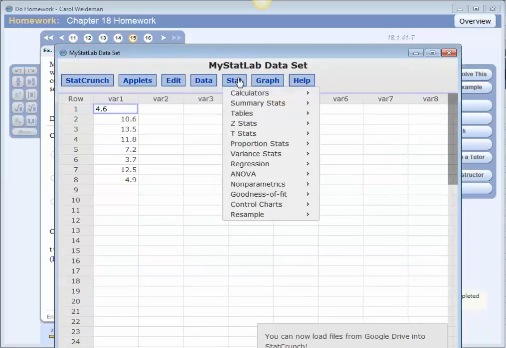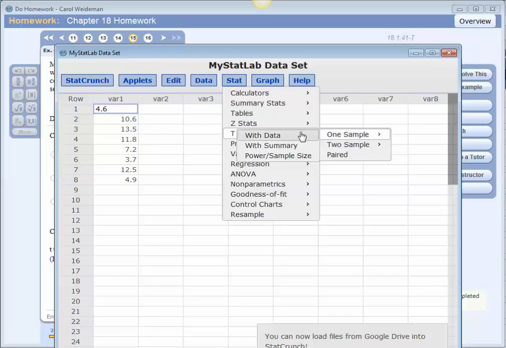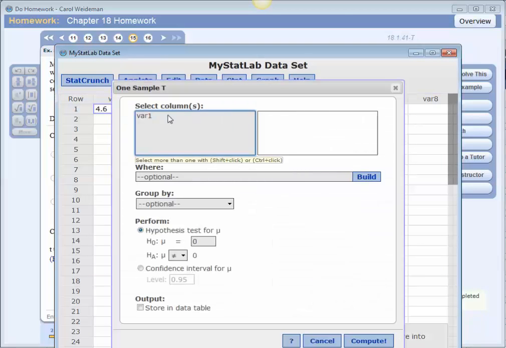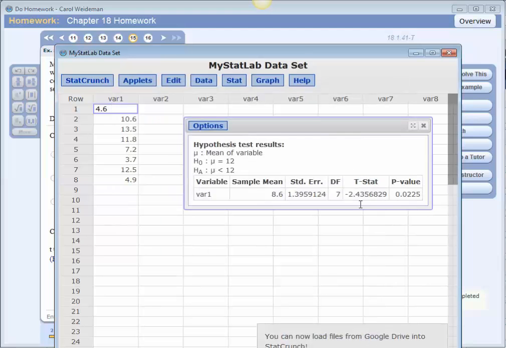I'm going to go to Stat, and I'm going to go to T Stats, One Sample, and I have the data. So I'm going to select the variable, and I'm going to do a hypothesis test, and we're testing it's equal to 12 versus less than 12. Okay, and here's my test statistic right here. Here's my sample mean, the standard error, degrees of freedom. So my test statistic is negative 2.44.